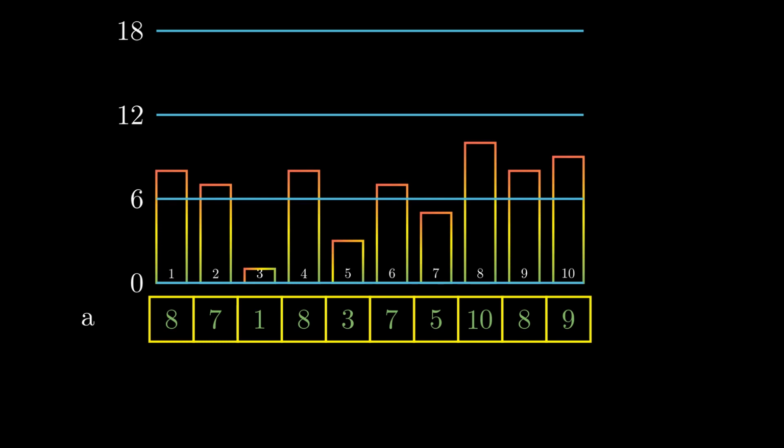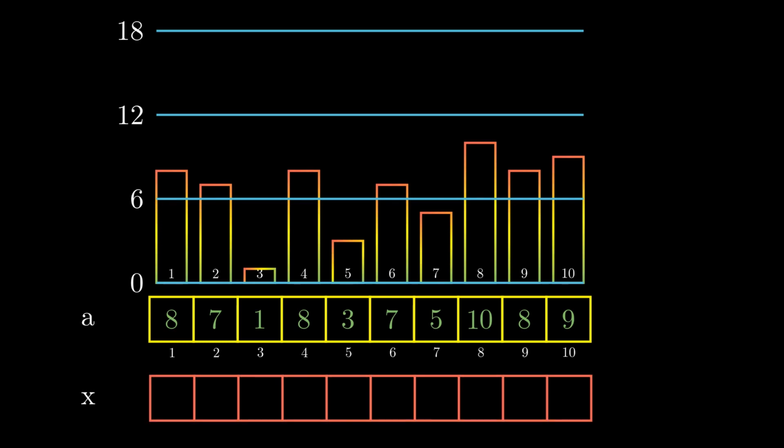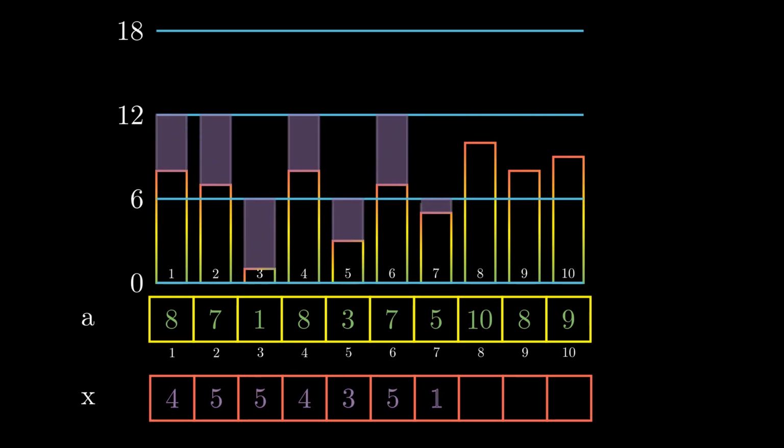Let us calculate another array x, which represents the amount to add to a_i to increase its height to touch a multiple of 6. I will discuss in some time how exactly we will do that, but for now, let's just assume we know how to do it. Our array x will look something like this.